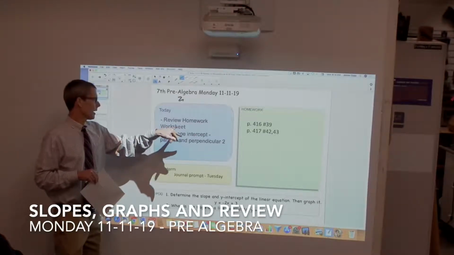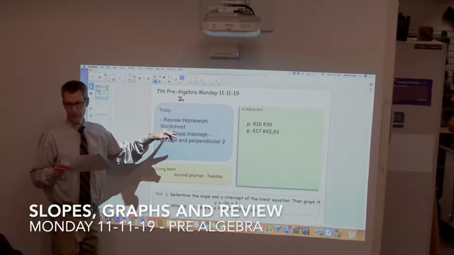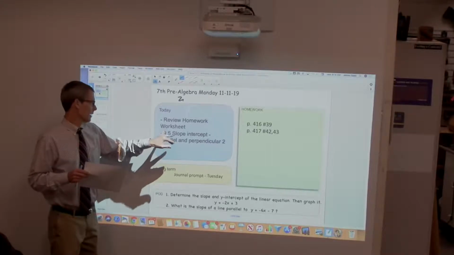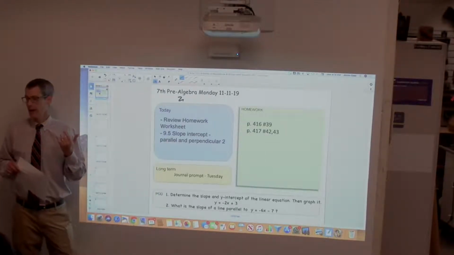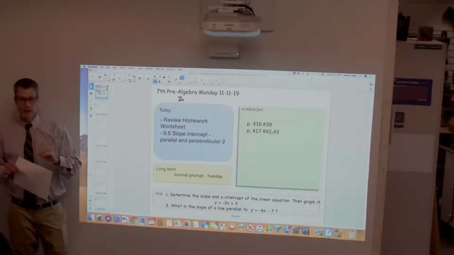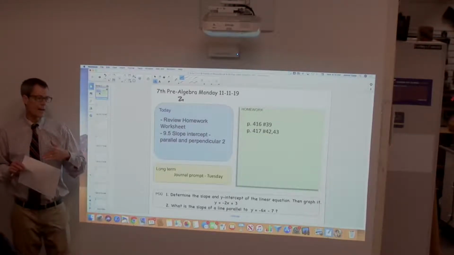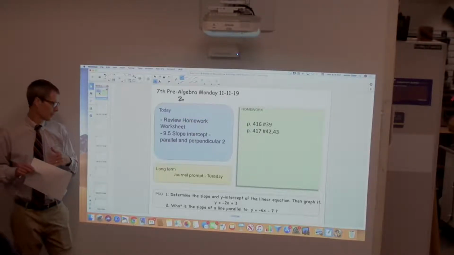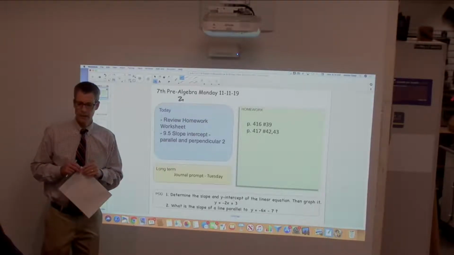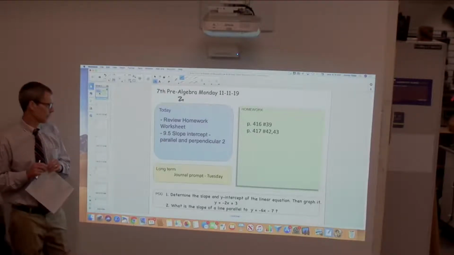Today we have the homework worksheet. We're just going to review that like we're beginning to do already. Section 9.5, slope-intercept, parallel and perpendicular lines. We did that on Friday. We're going to continue that a little bit, as well as have a little bit of a look back so that we can have a good base for our work in graphing equations and solving equations by graphing.